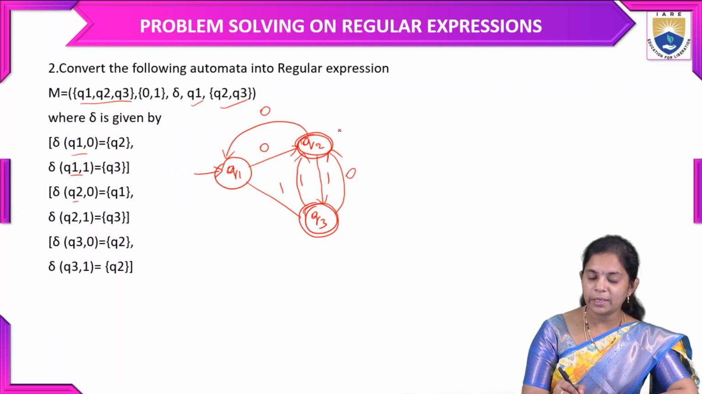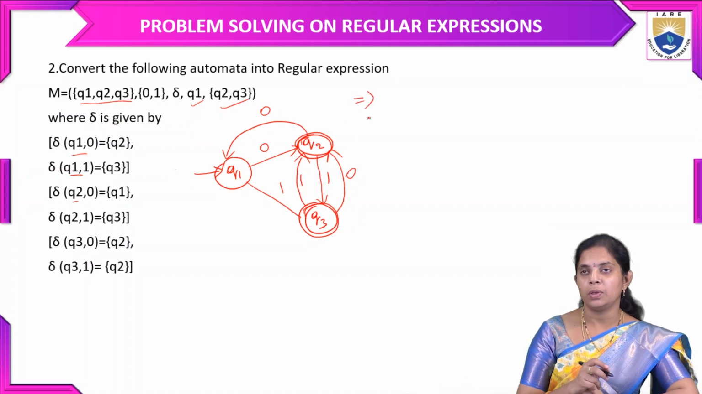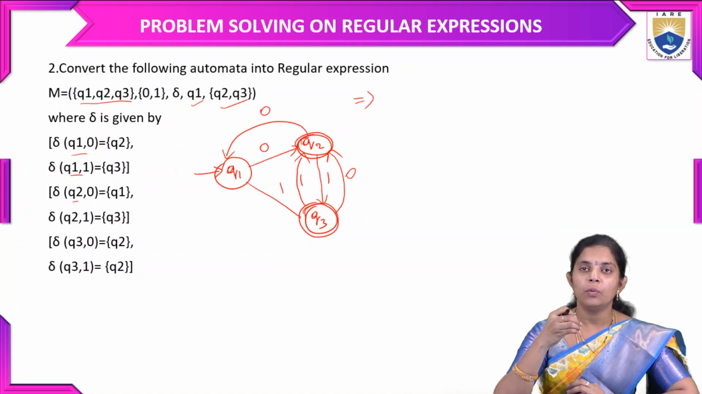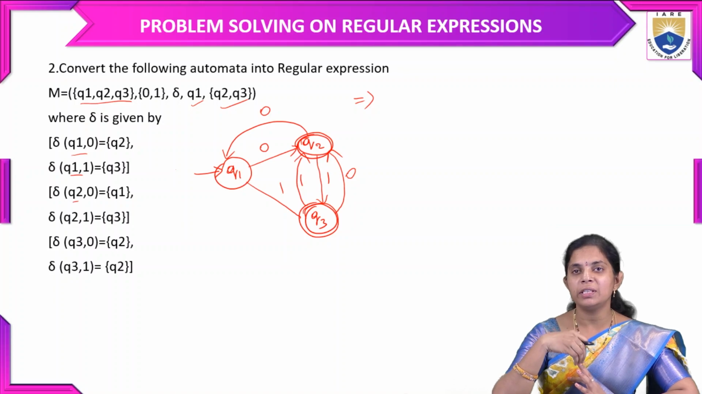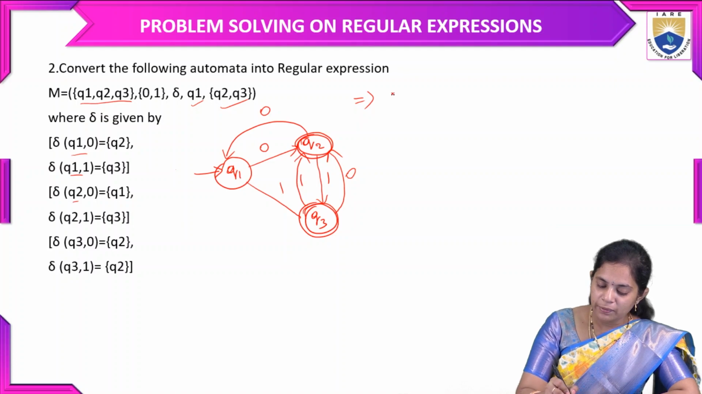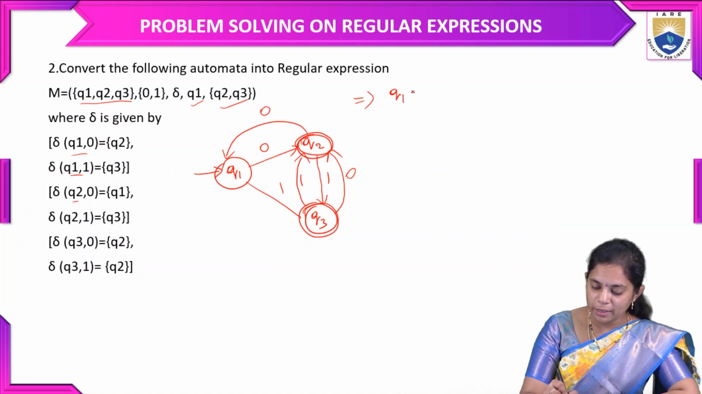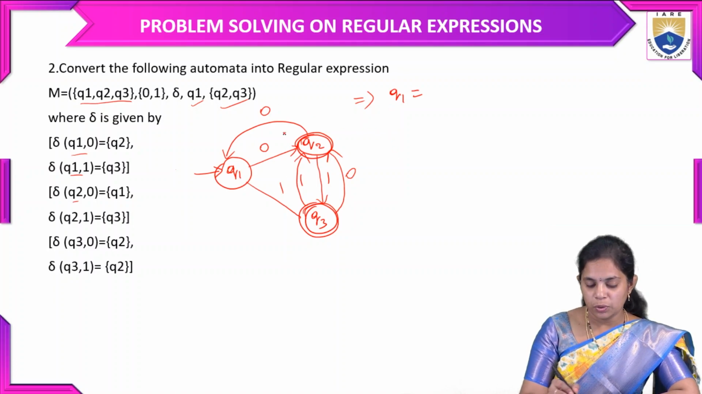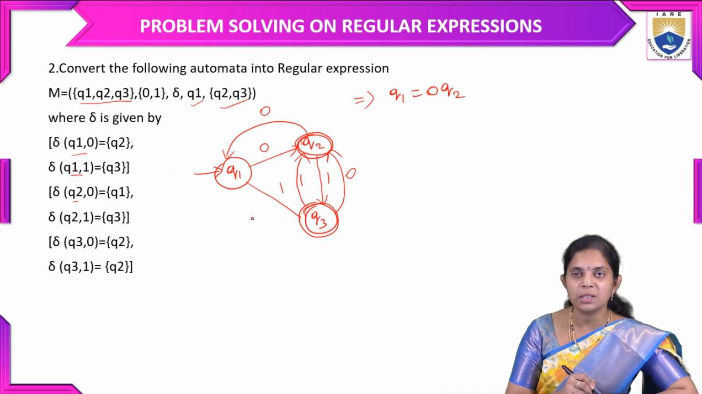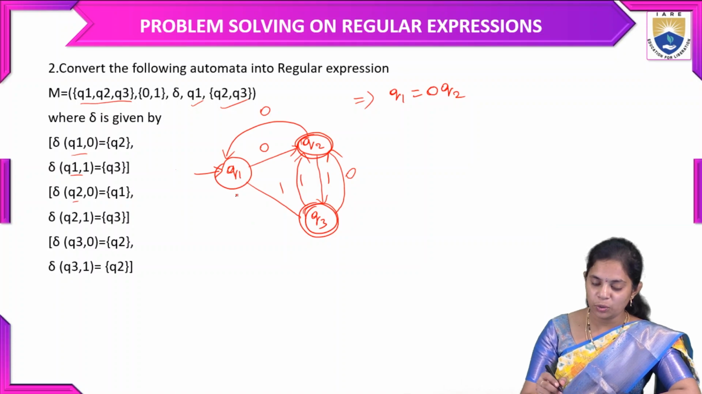First we need to write the equations for this. How do we write these equations? By seeing this transition diagram, we write for every state whatever the incoming edges are. Q1 is equal to, what are the incoming edges for this Q1? The incoming edge is 0 from the state Q2. We need to write this as one equation. There are no more incoming edges for this starting state Q1.